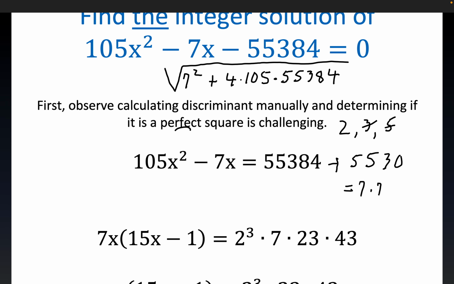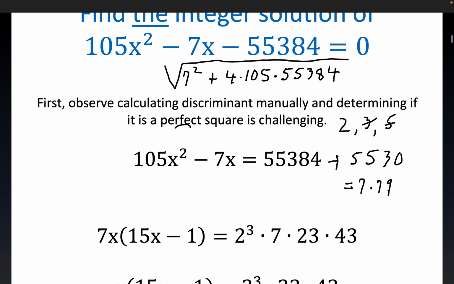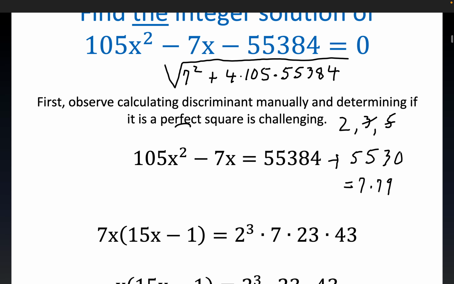Notice that 7 times 80 is 560, right? So this would be 7 times, let's see, 5 times 7, 35. 7 times 79 is 553. So this would be 7 times 790, okay? So this test shows that 7 is a factor of this, okay? Now the rest of it is just hard work, folks.